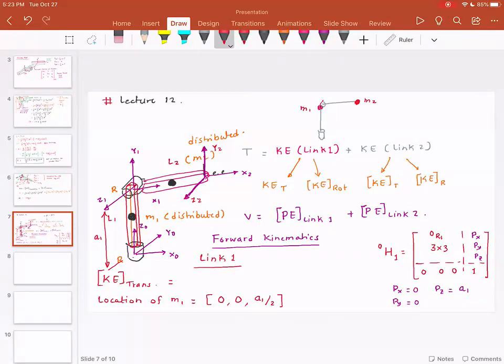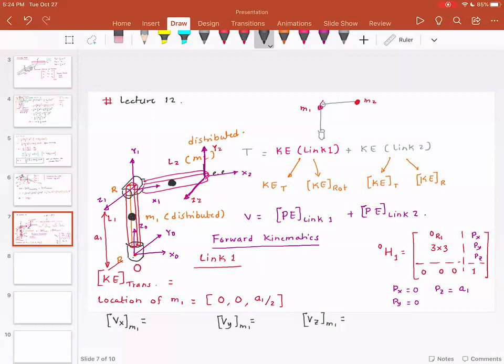Are you with me so far? So this mass M1 is located at 0, 0, A1 by 2 from the reference frame, which is the inertial frame, which is the zeroth frame, which is over here. Any questions here? I know the location, and I'm interested in finding out the velocity. So for mass M1, I want to find Vx of M1, Vy of M1, and Vz of M1, the velocity in x direction, y direction, and z direction.